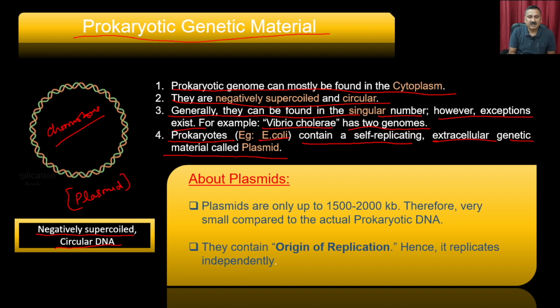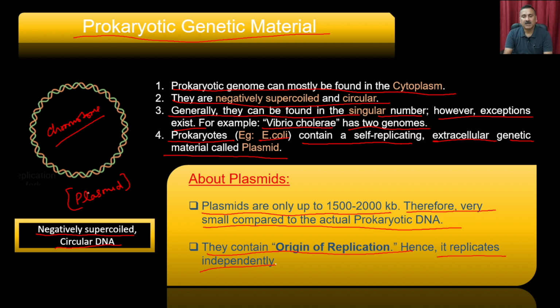Now, as far as the plasmids are concerned, plasmids are of small size chromosome, small size DNA. It is only 1500 to 2000 kb, therefore, very small compared to the actual prokaryotic DNA. They contain the origin of replication, and it replicates independently. So, plasmid does not require any kind of help from the chromosome. They are independent self replicating extra chromosomal genetic material.